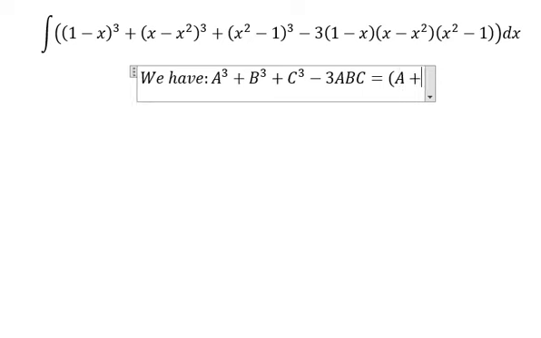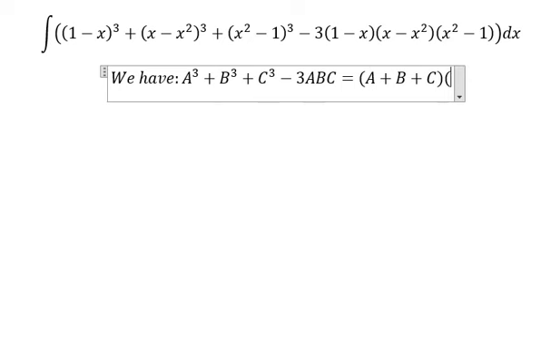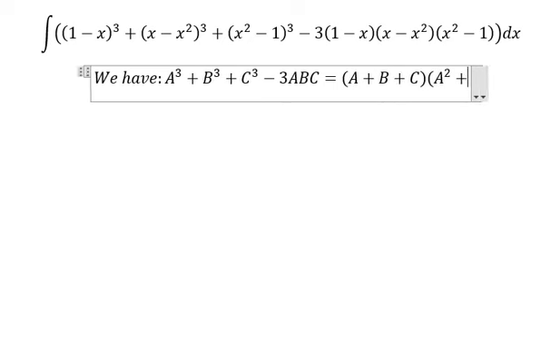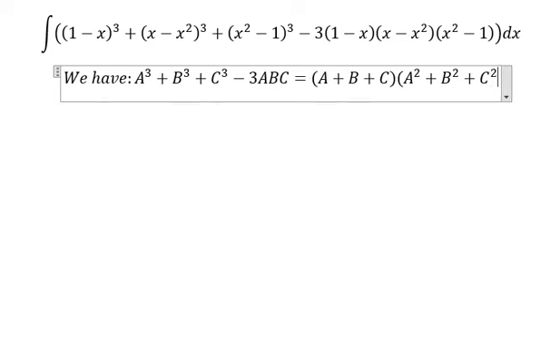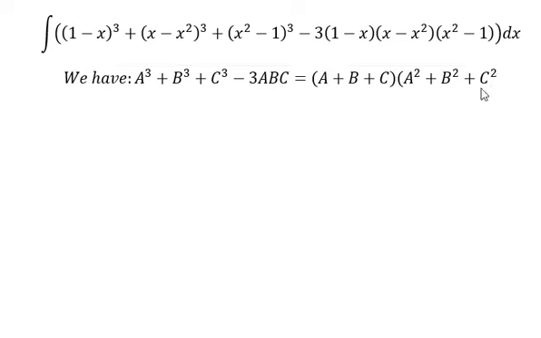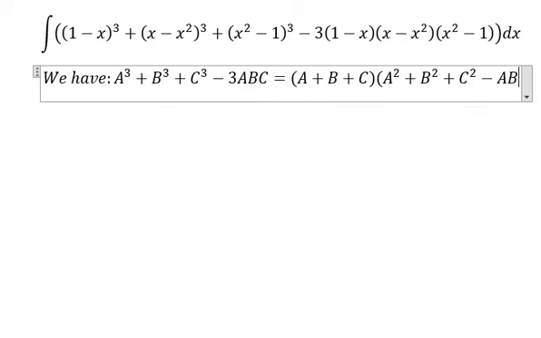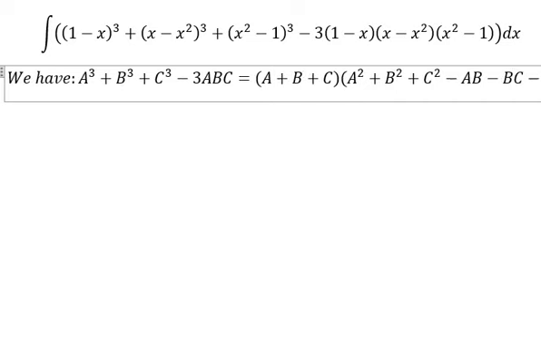This one we have a plus b plus c, and then we have a square plus b square plus c square minus ab minus bc minus ac.